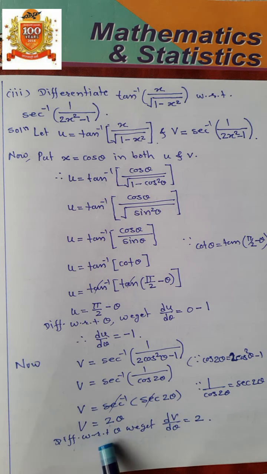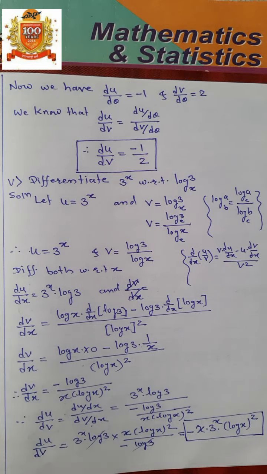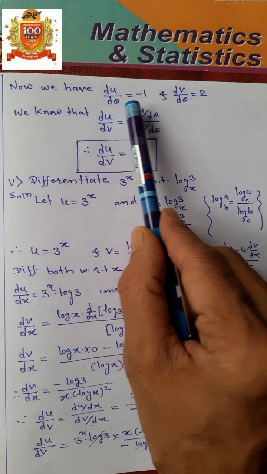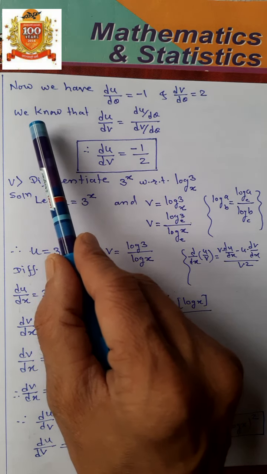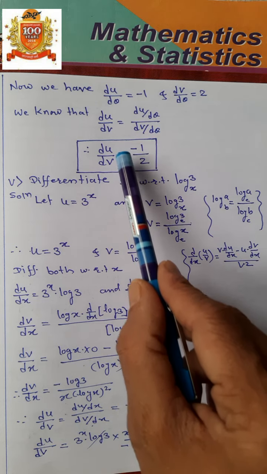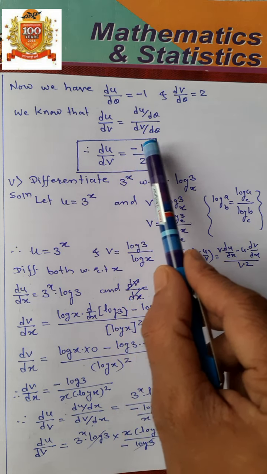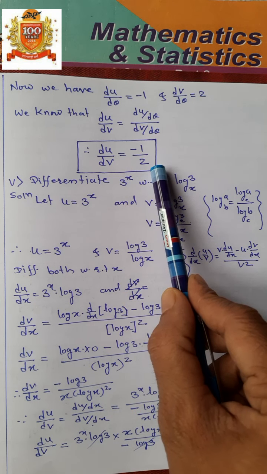Differentiate with respect to theta. We get dv by d theta is equal to 2, because derivative of 2 theta with respect to theta is 2, isn't it? Now we have du by d theta is equal to minus 1 and dv by d theta is equal to 2. Therefore, we know that du by dv is equal to du by d theta upon dv by d theta. Put the values: du by dv is equal to minus 1 upon 2. In this way we can get the answer. Answer is minus 1 by 2.